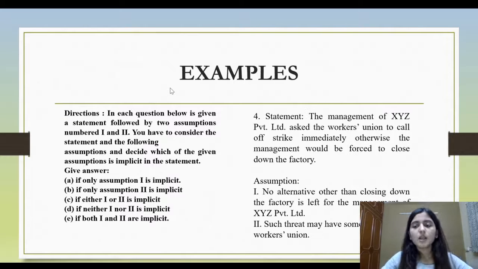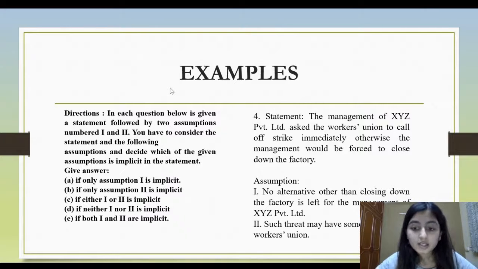Next one. The management of XYZ Private Limited asked the workers' union to call off the strike immediately, otherwise the management would be forced to close down the factory. Assumption 1: no alternative other than closing down the factory is left for the management of XYZ Private Limited. We'll get to this later because this is the more complex part. Let's read the next question.